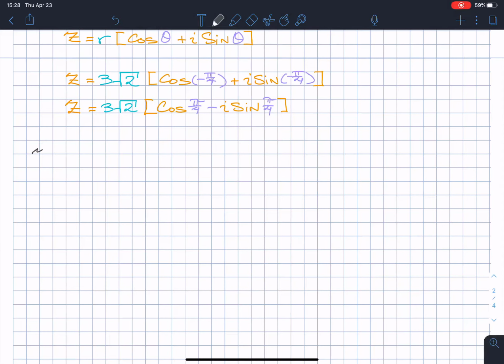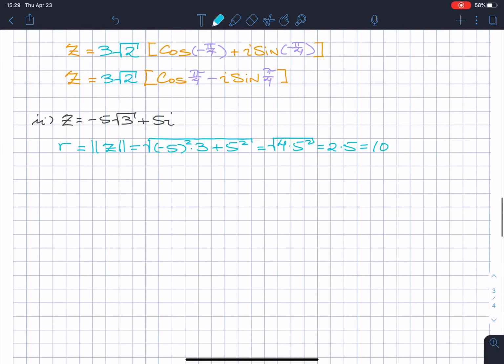So number 2. Let's say we have that z is equal to negative 5 root 3 plus 5i. Okay, so the radius or modulus of z is going to be the square root of quantity negative 5 squared times 3, because the square of root 3 is 3, plus 5 squared. So how many 5 squareds do I have overall? It looks like I have 4 of them. So 4 5 squareds, otherwise known as 2 times 5, or 10. So the modulus is 10.